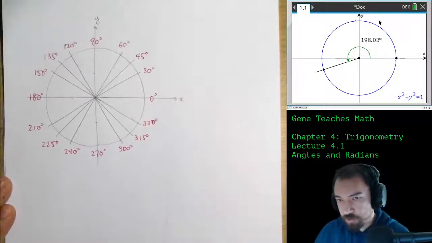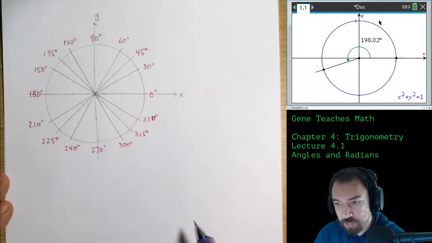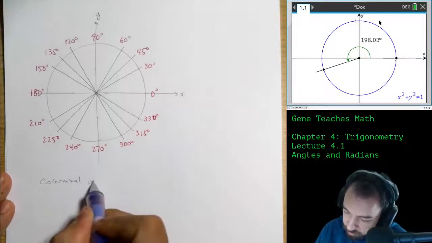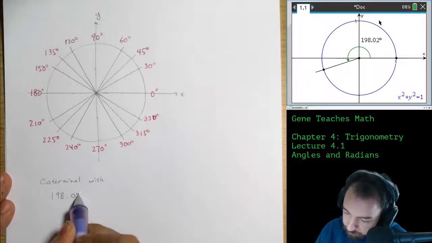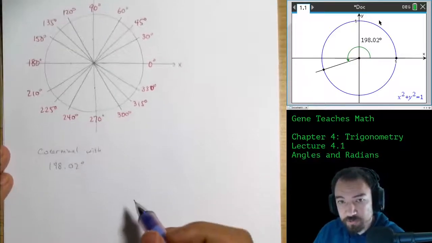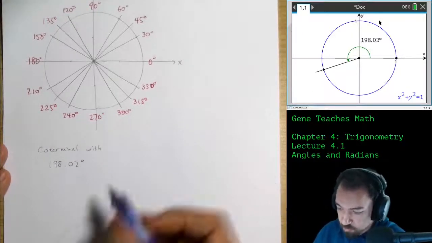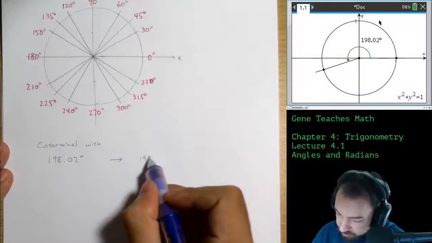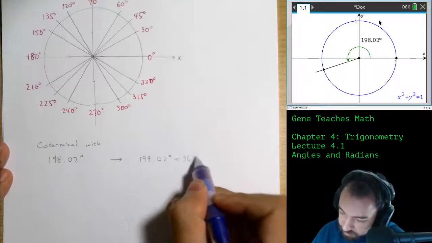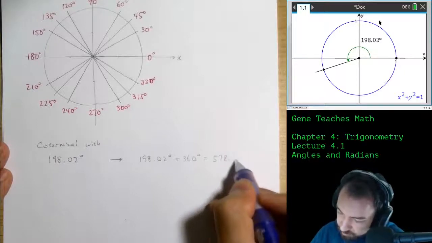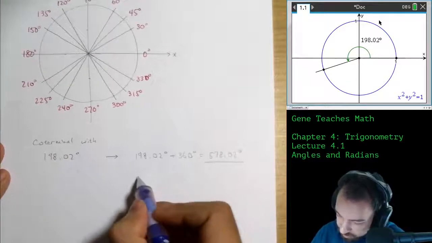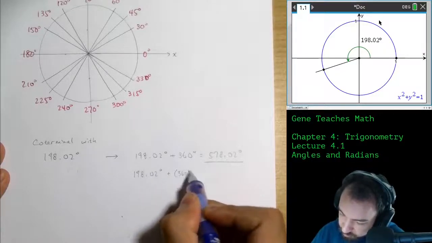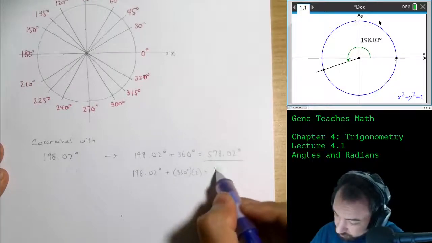Now, what if I want to find angles that are coterminal with this 198.02 degree angle? We understand that we can add 360 degrees or subtract 360 degrees. So maybe the phrasing is going to be: find the smallest two coterminal angles that are positive. What if I take 198.02 degrees and add 360 degrees? That will get me 578.02 degrees. That's coterminal. And I can instead take 198.02 degrees and add 360 times 2, which would get me to 898.02 degrees.